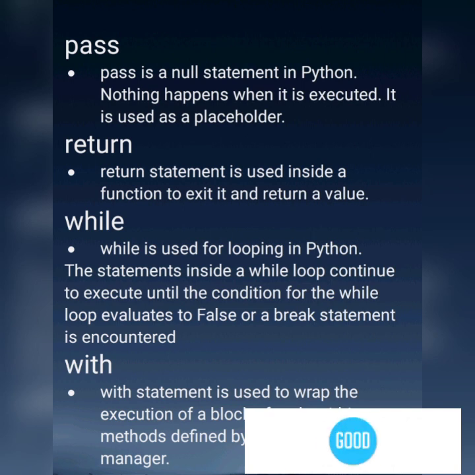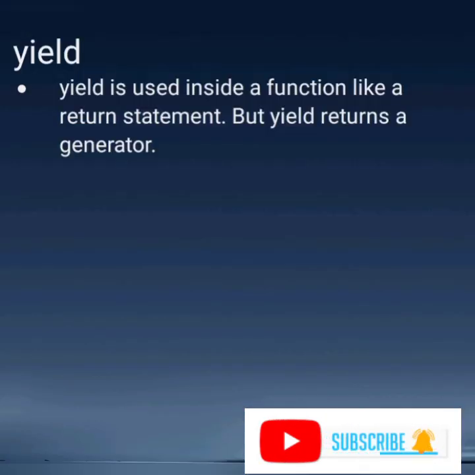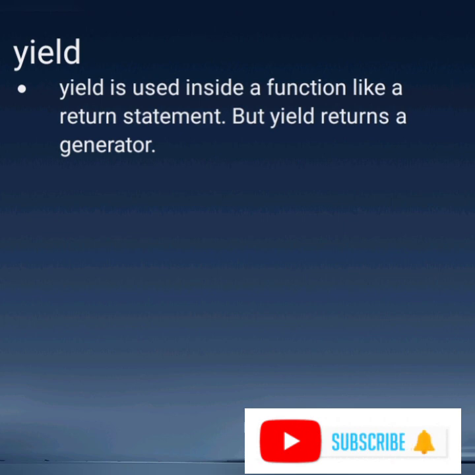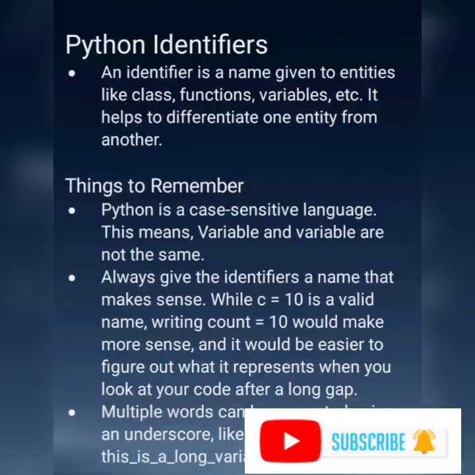And the next one is with. The with statement is used to wrap the execution of a block of code within methods defined by the context manager, which is a class that implements the enter and exit methods. And finally, yield is used inside a function like a return statement. And this is all about the keywords.